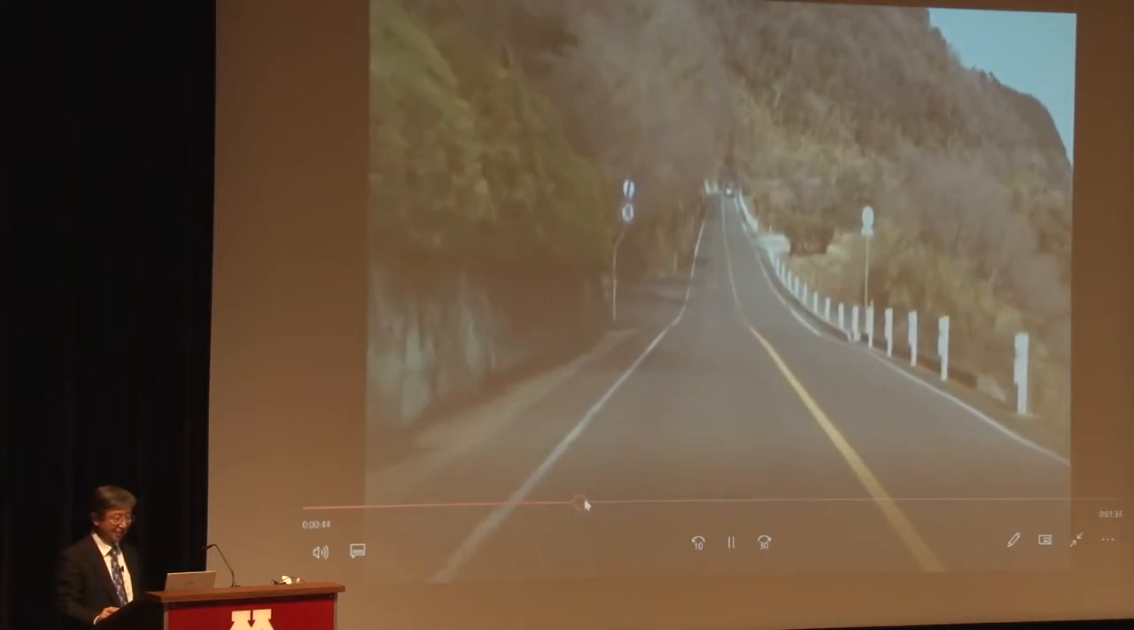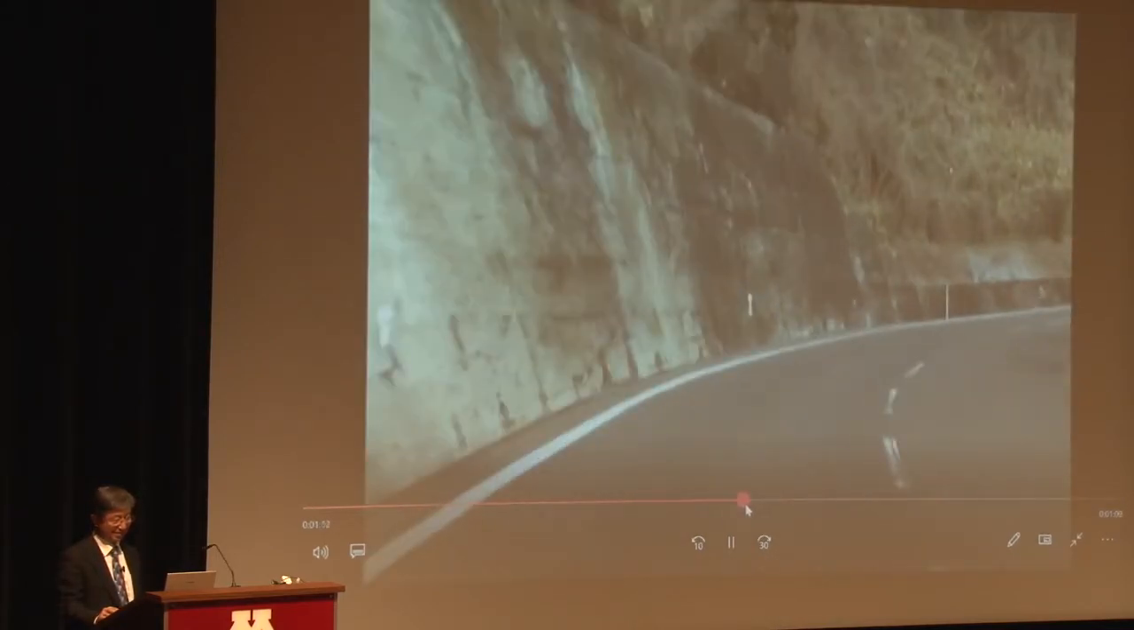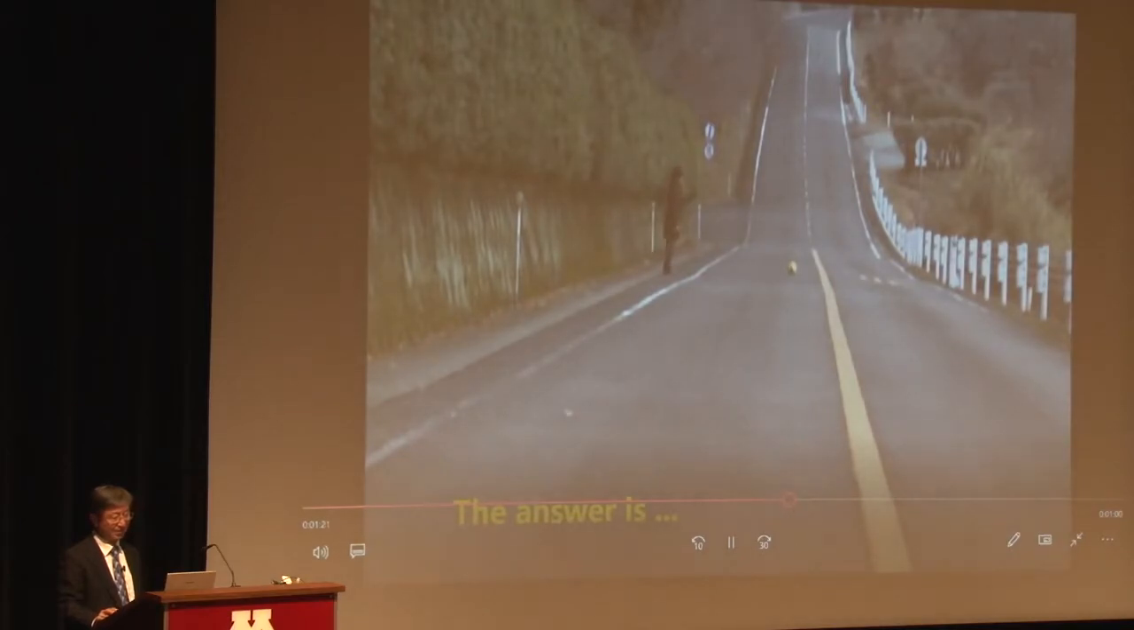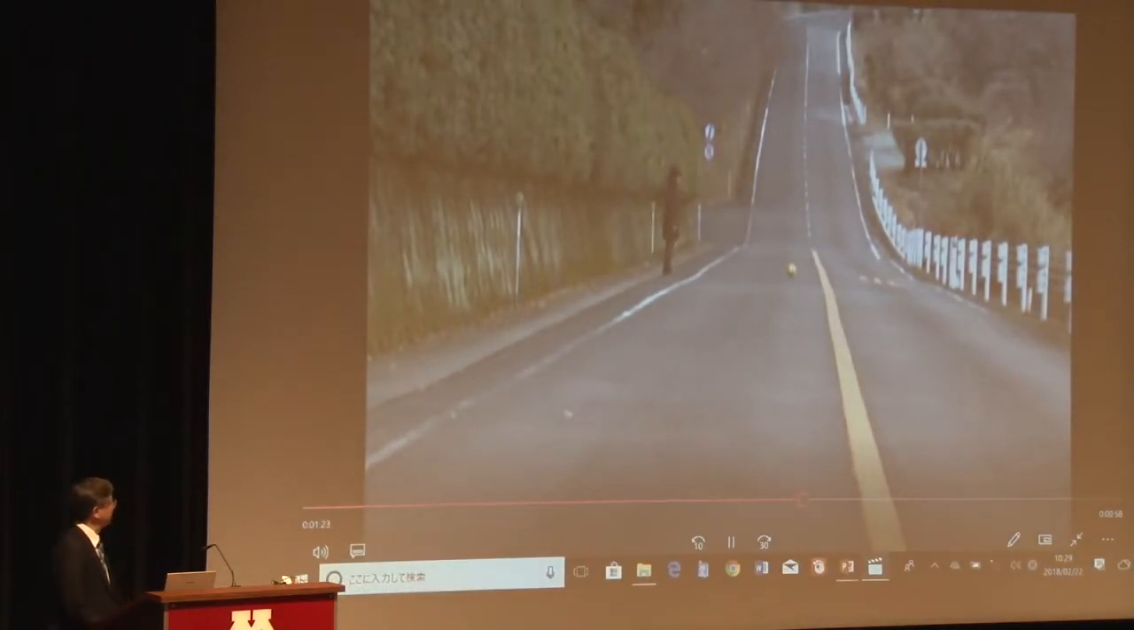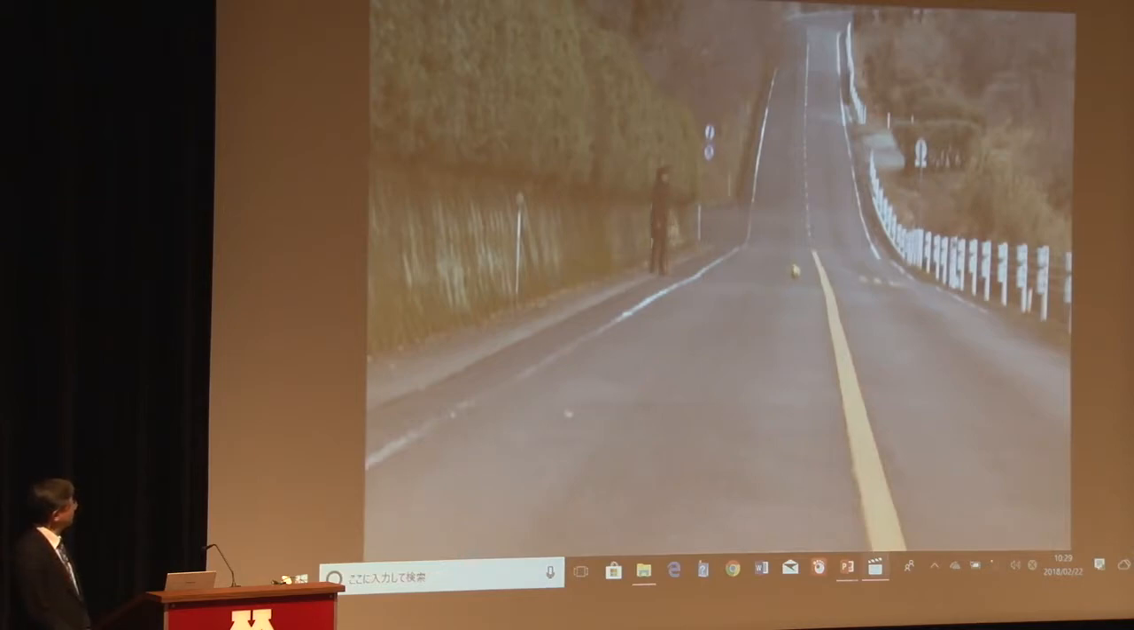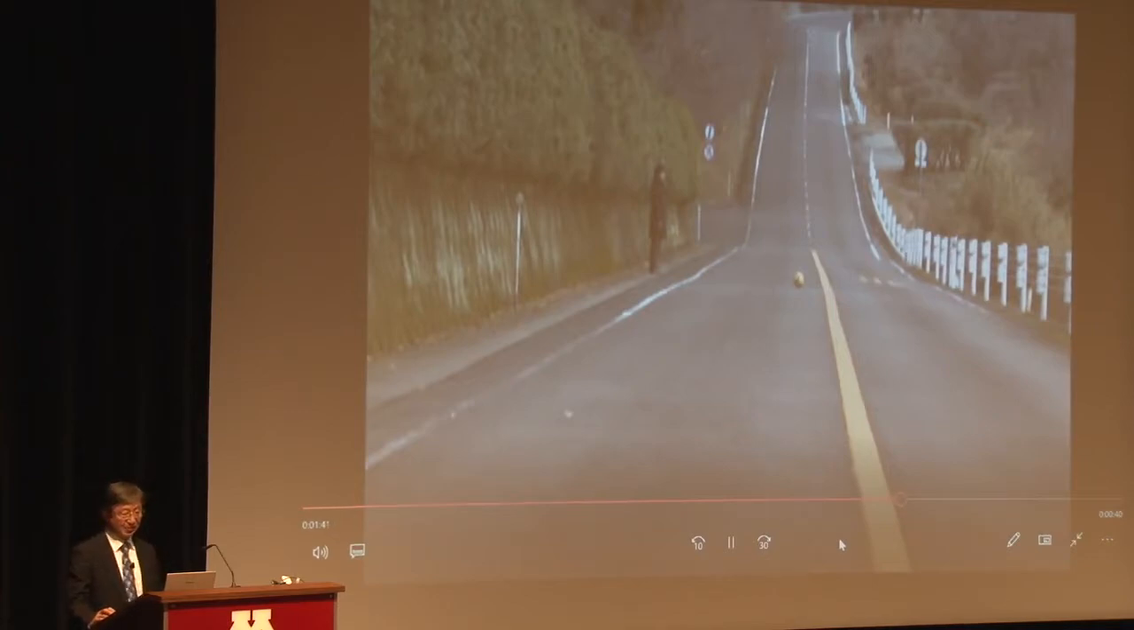But this is not a downhill, but uphill that can be proved if we place a ball there. The ball is rolling toward us, which means that the slope itself is uphill toward. So the anti-gravity motion or impossible motion is not only the story of the laboratory exercise. It happens in the real world.